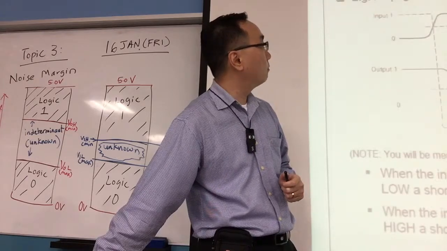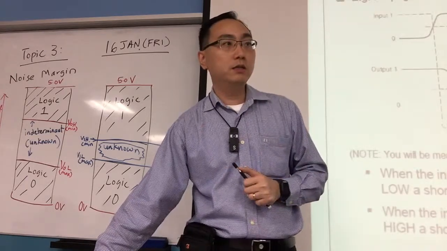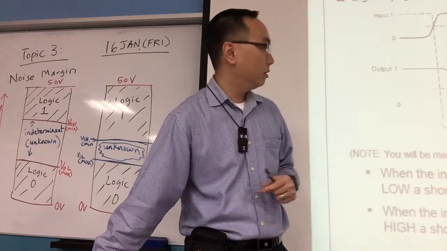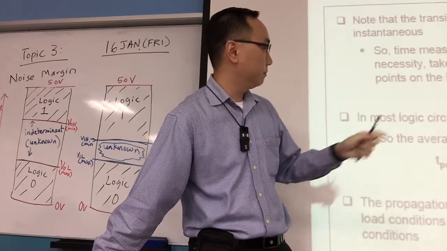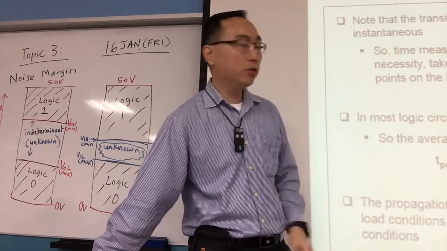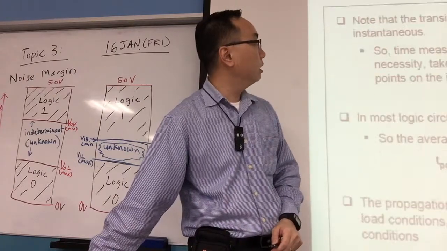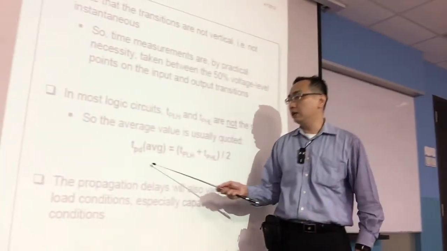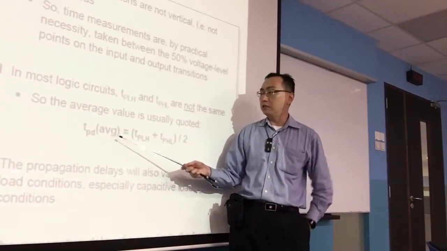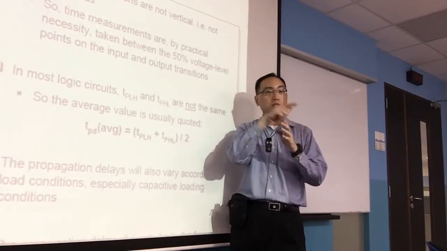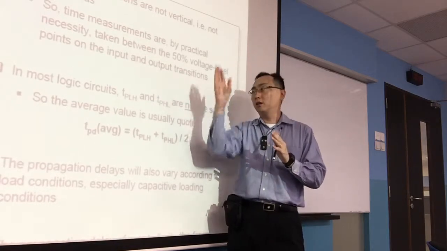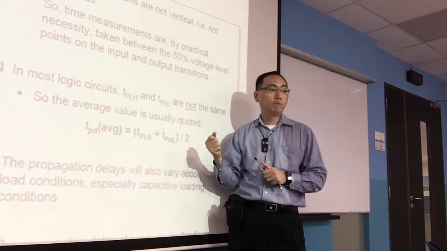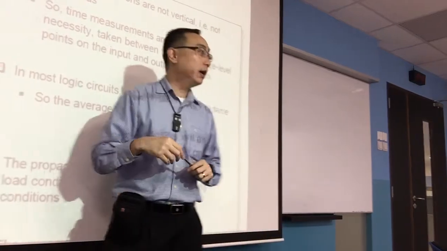Yeah, then we talked about propagation delay, remember? TPD, the propagation time. The smaller the better, of course. Then also in the lecture, very quickly, we talked about the average propagation delay, TPD average. This is the average delay between the transition from low to high and the other one from high to low. So basically, you take the average, divided by 2.